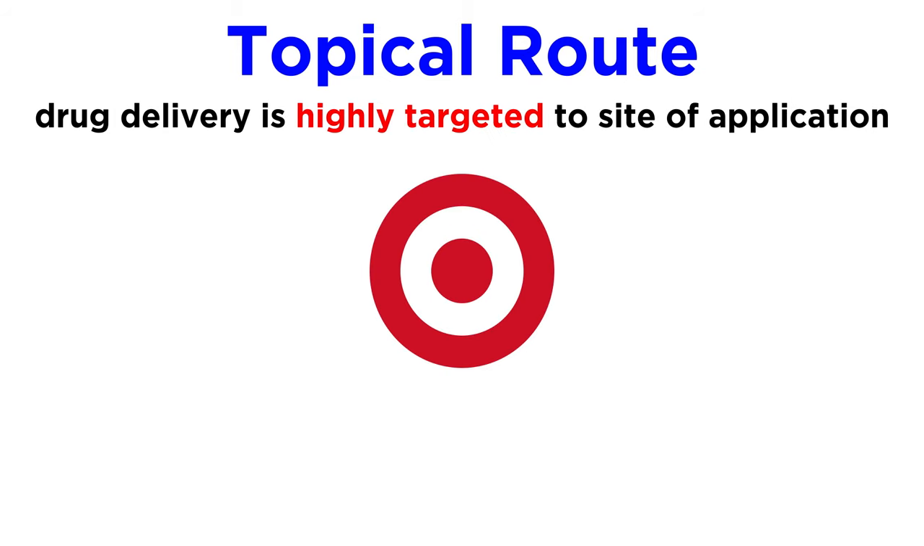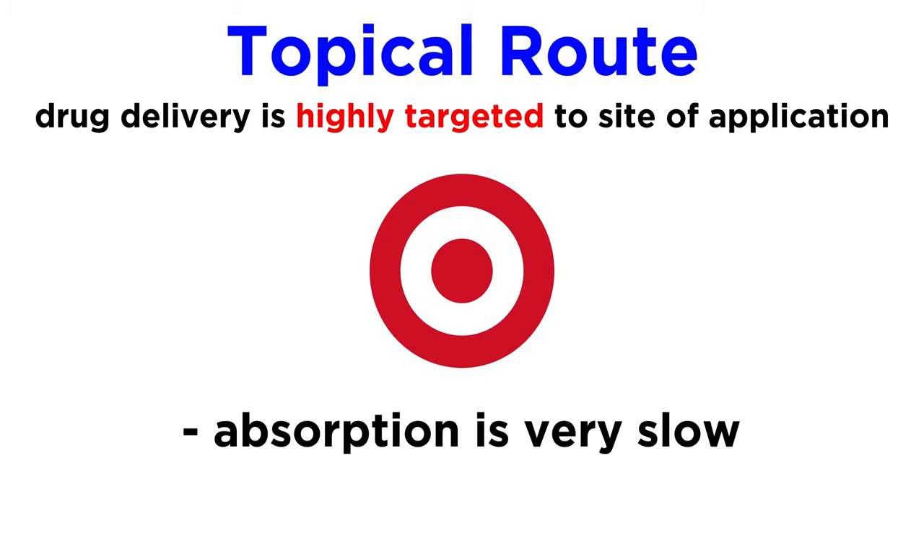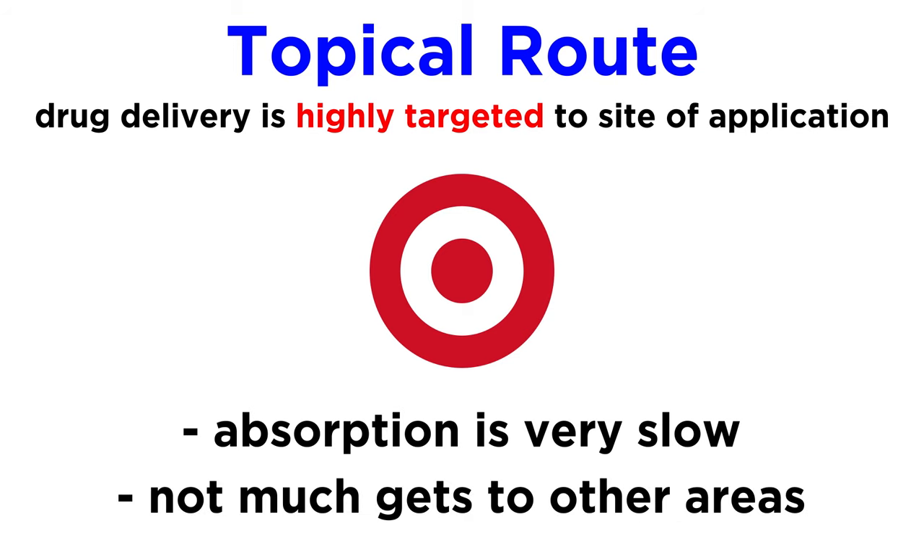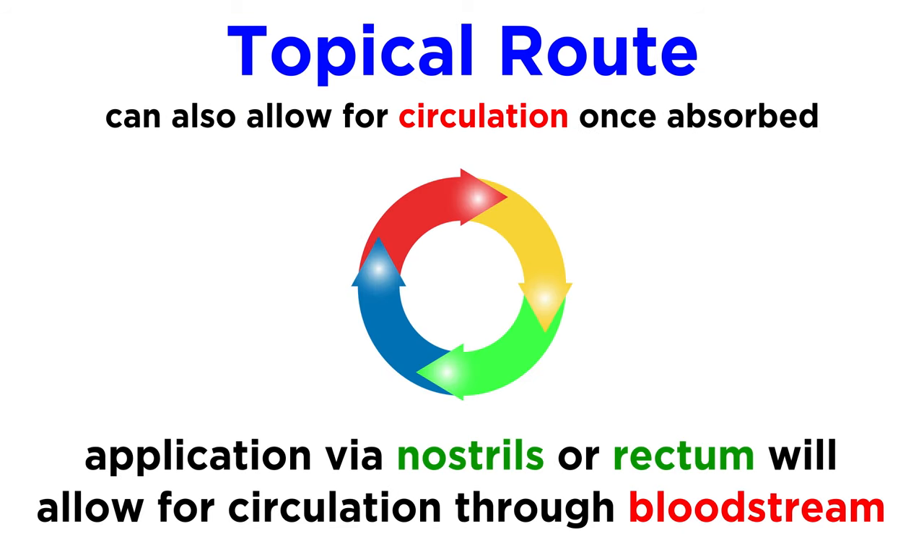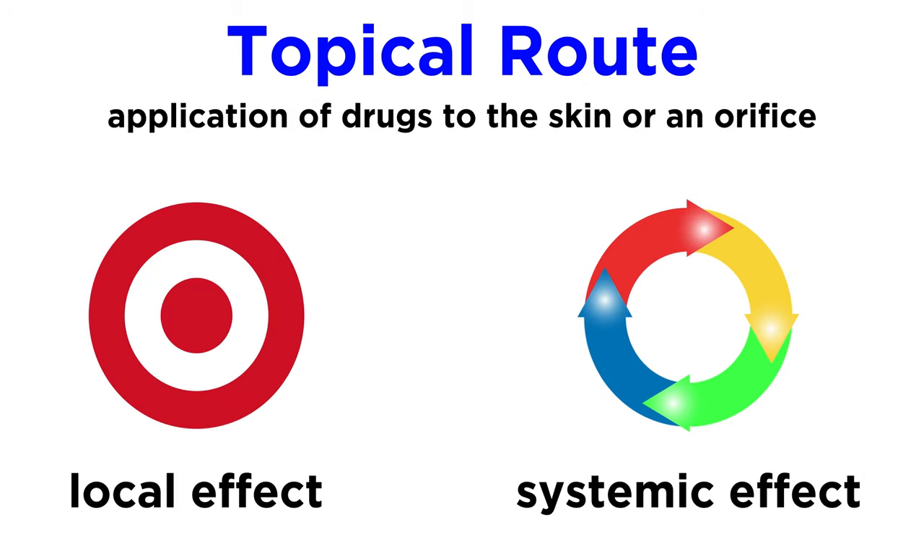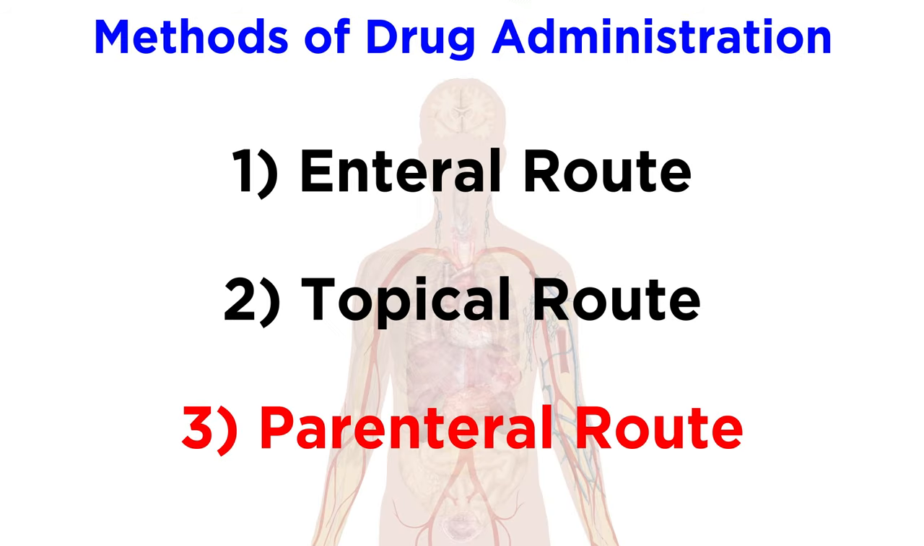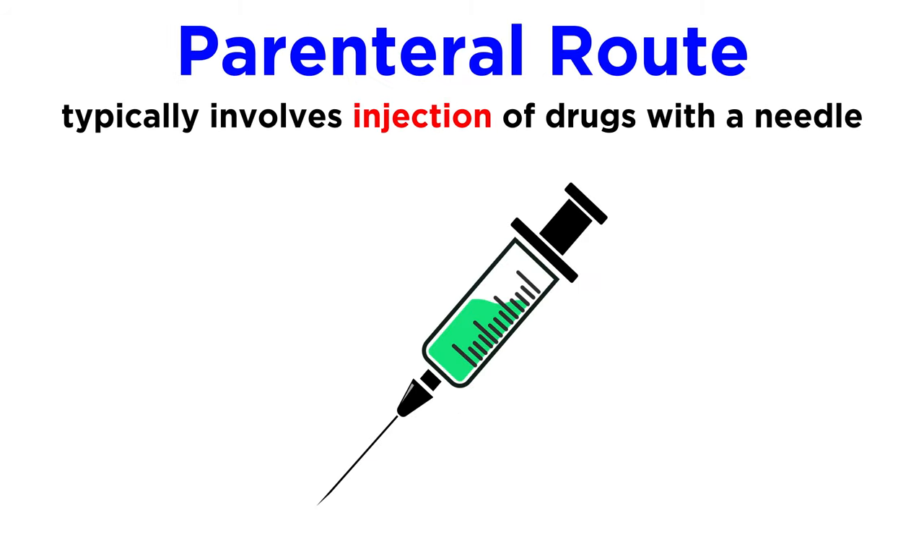The topical route has a number of advantages, namely that drug delivery is more targeted, as absorption is slow and very little of the drug makes it into areas of the body other than where the drug was applied, with the exception of the nostrils and the rectum, which allow for a drug to circulate through the bloodstream once absorbed. So some topical drugs have a highly local effect, and others have a systemic effect. Finally, there is the parenteral route. This is essentially any route other than what we have already mentioned, and it typically involves a needle, which makes this a more invasive method of administrating drugs.